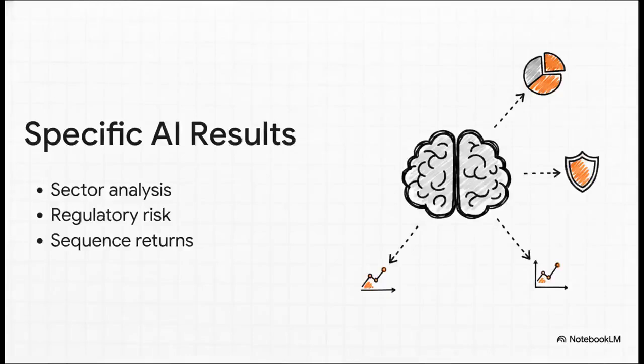This brilliantly illustrates the difference because suddenly, from the exact same model, she gets wildly different and highly specific results. She gets a sector concentration analysis, regulatory risk aimed specifically at AI companies, and sequence of returns risk tied directly to that exact 8-year horizon.